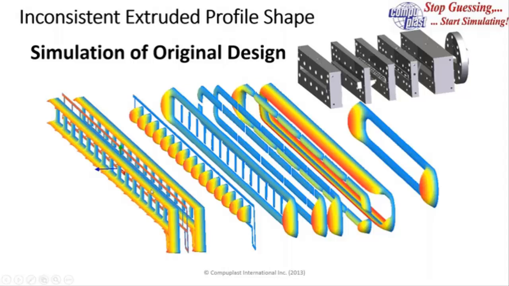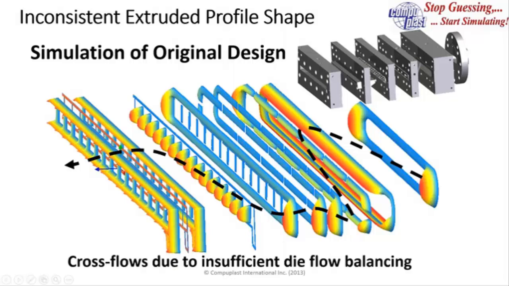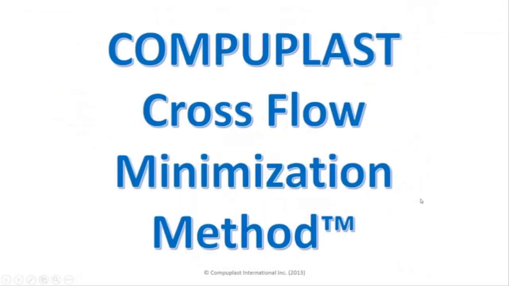But when you look at how the polymer is flowing through this die, it's essentially snaking through the system, wanting to flow from an edge to the center, to the edge, and back to the center. And this is what we refer to as cross flows. And cross flows are a result of insufficient die flow balancing. So to combat this, Compuplast has developed our cross flow minimization method of die design.